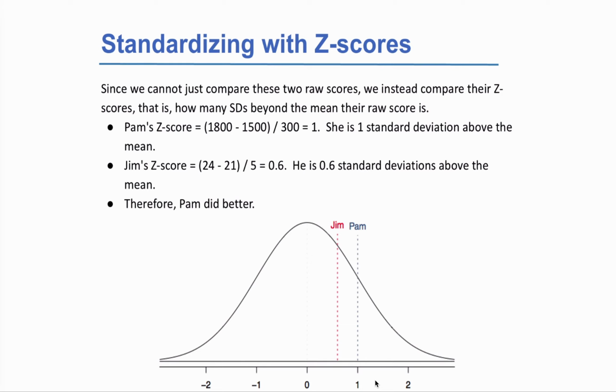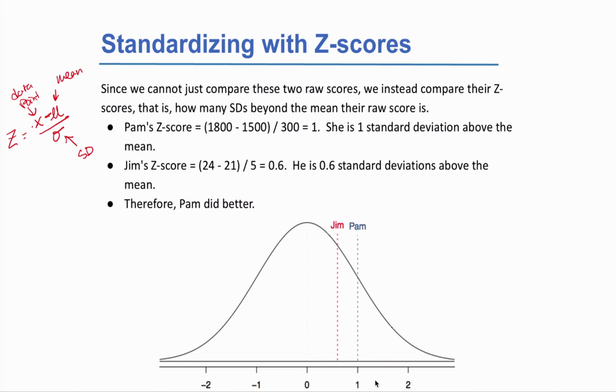So the formula for a z-score is x minus mu over sigma. It's not x bar right now; the x bar comes in later. So x is your data point, mu is the mean, and sigma is the standard deviation.